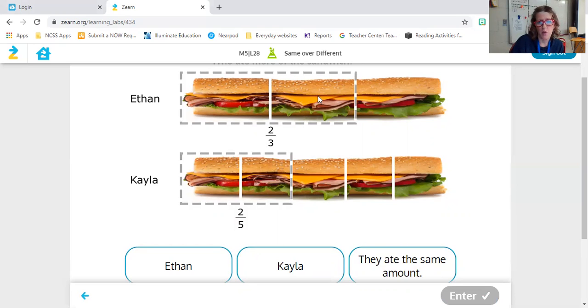Okay? So which one of these is bigger? We can look right here and see that this 2/3 is way bigger than this 2/5. So who had more? If you said Ethan, you are correct. So the smaller the denominator, the larger the piece, as long as your numerator is the same.